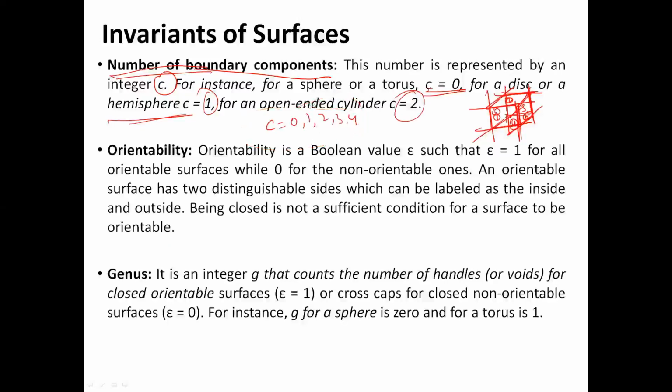Okay. The second thing is orientability. Now orientability is given by the value of epsilon, and it only has two values. Either epsilon will be 1 or epsilon will be 0. Any surface that is orientable is given the value of epsilon 1, and any surface which is non-orientable is given 0. Now what is an orientable surface? An orientable surface has two distinguishable sides which can be labeled as inside and outside.